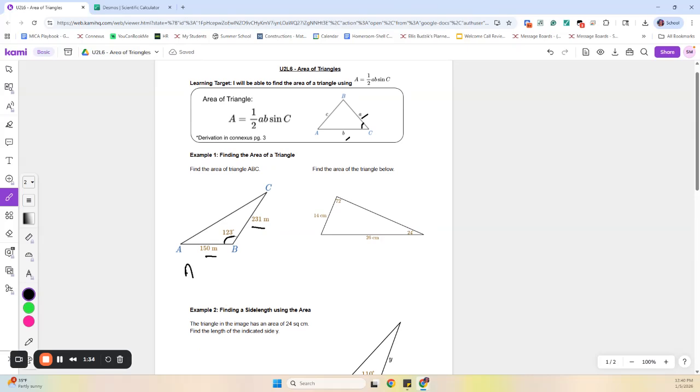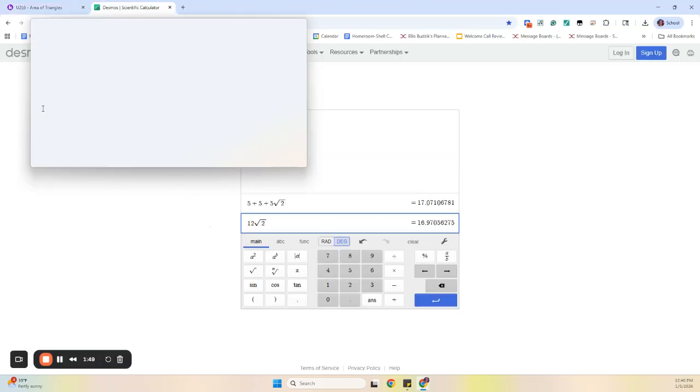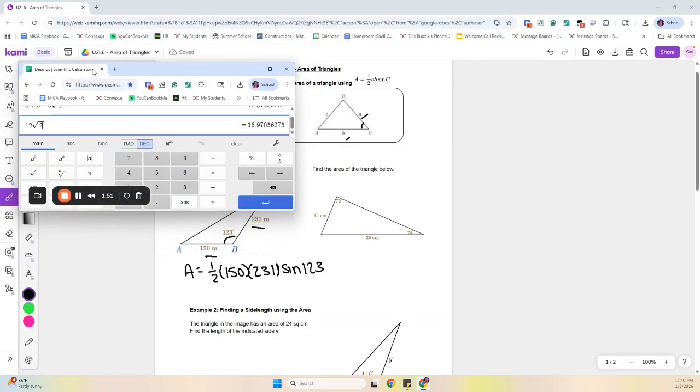So we're going to do area equals half times our two side lengths, 150 and 231. It does not matter which one comes first. And then times the sine of my angle, 123. And then this just becomes a plug-in into your calculator. Just make sure when you have your calculator that you are in degree mode still, DEG.